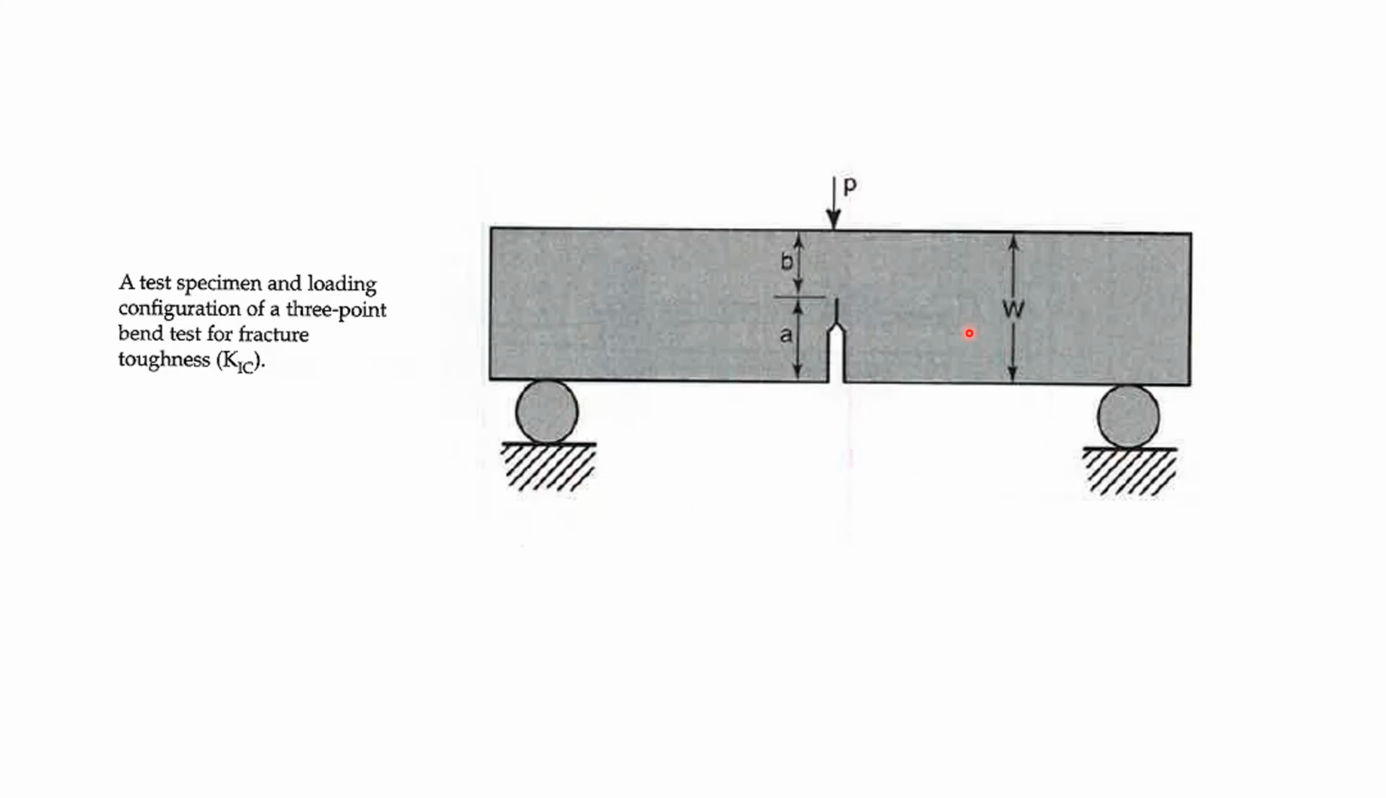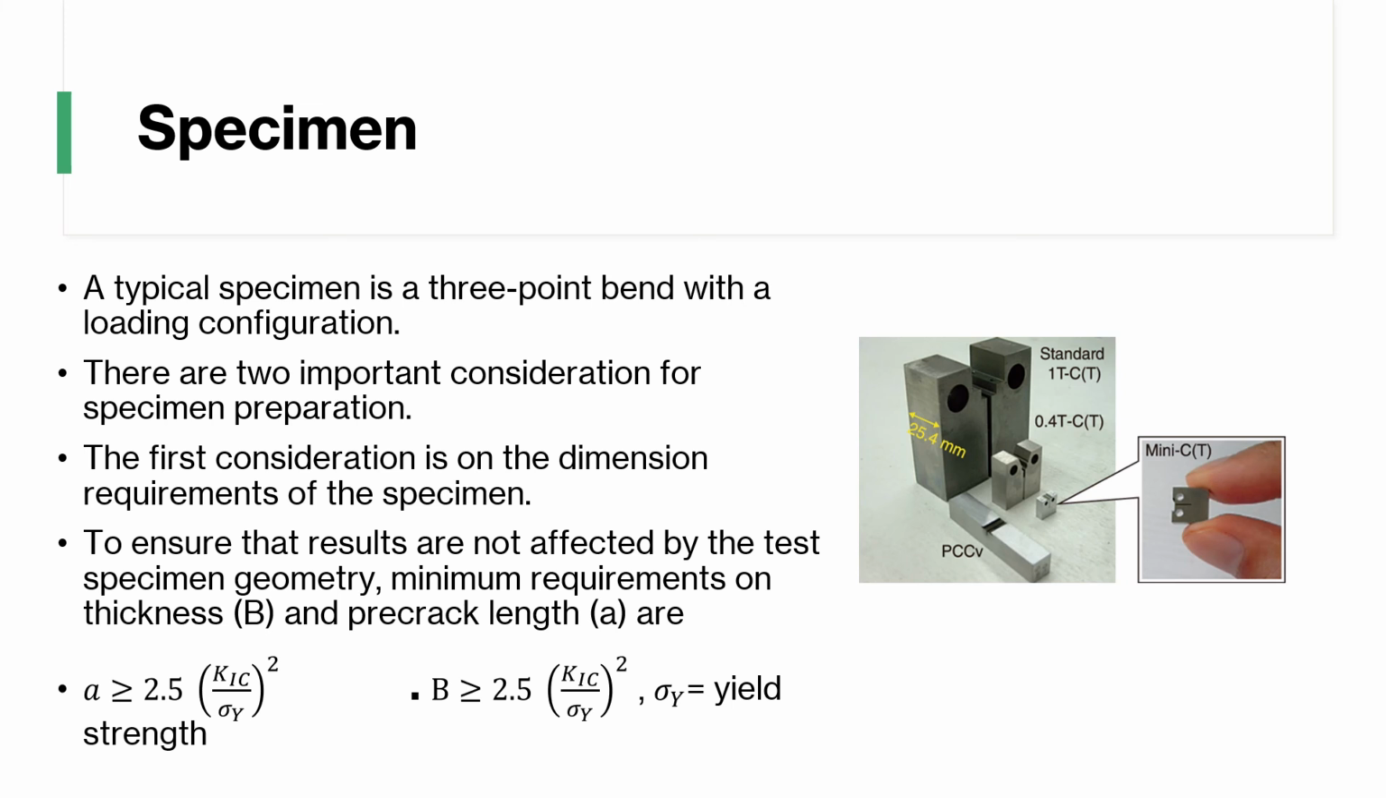So here is your test specimen in the loading configuration, and we call that 3-point bend, and it is testing for your toughness. So a typical specimen, like I said before, is a 3-point bend loading configuration, and we always have to think about two things for specimen preparation.